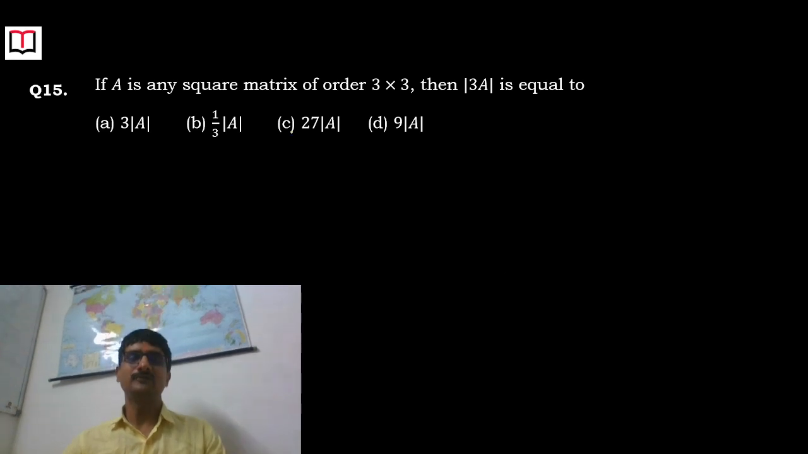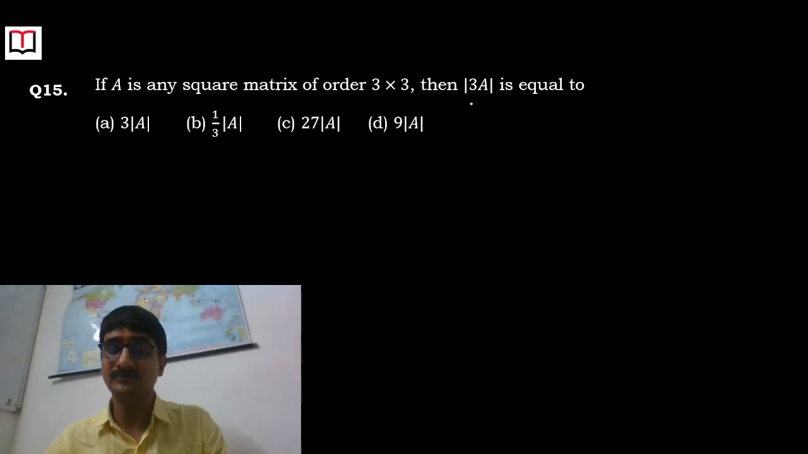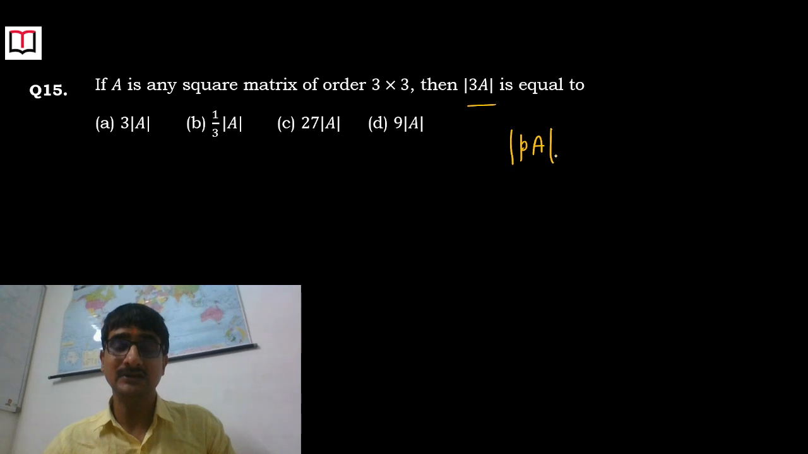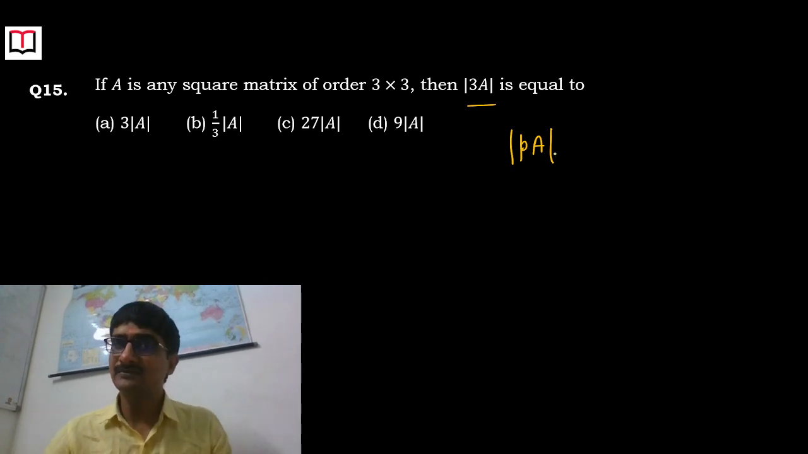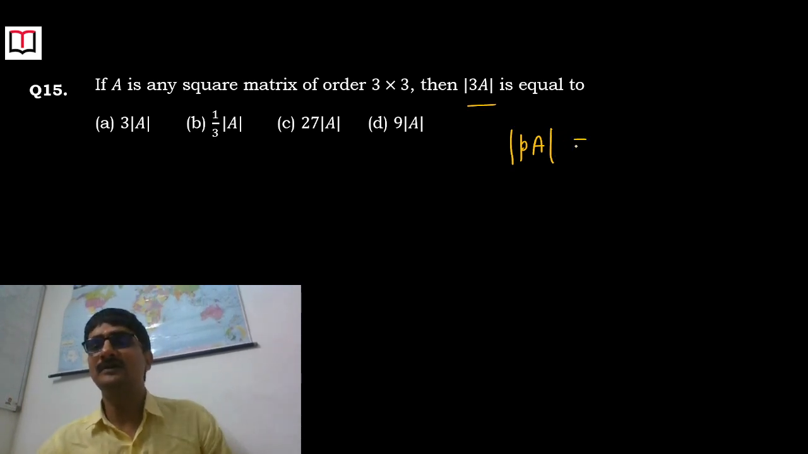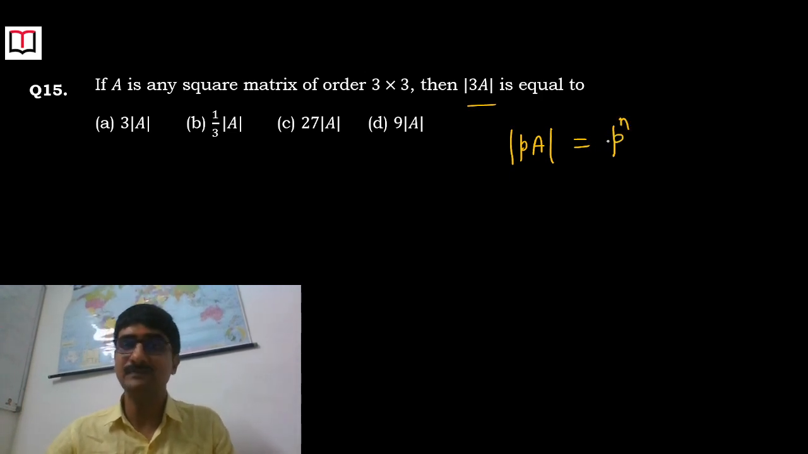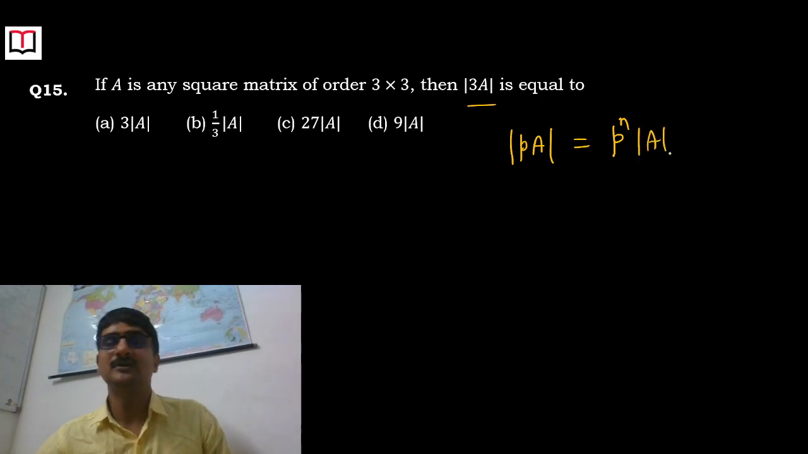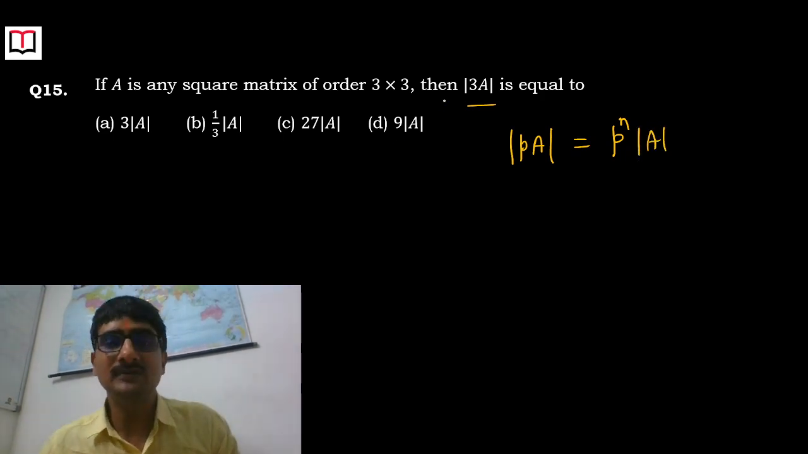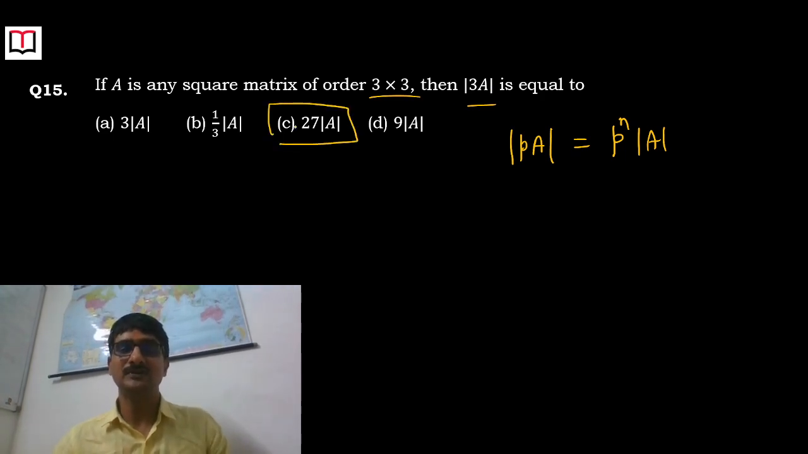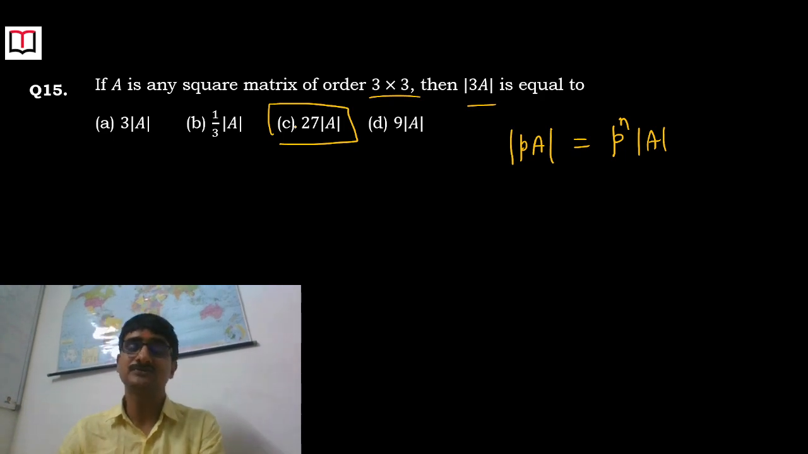Okay, now moving to 15th, if A is a square matrix, then determinant of 3 dot A. See, here you all should remember that if P is any scalar, any number, and you multiply a matrix by P and then take its determinant, the answer will be P raised to the power n into determinant A, if A is an n cross n square matrix. So it's a 3 cross 3 matrix, it is 27 times determinant of A. I took up this question just to remind the property here.